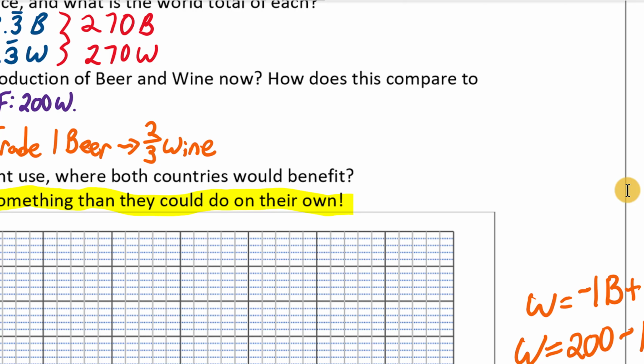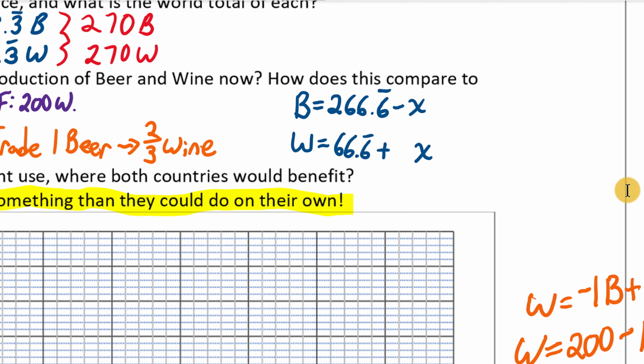So the United States is going to have to decide how much beer it should trade. So here's a little equation we can think about to represent that. The amount of beer the United States is going to end up with is going to be 266.6, what they started with, minus some unknown number. This is what we're trying to figure out. How much are they going to actually trade to France? Now, how much wine does the United States have? Well, they're starting off with 66 and 2/3 barrels of wine, but then for each of these barrels of beer that they trade, how much wine will they get in return?